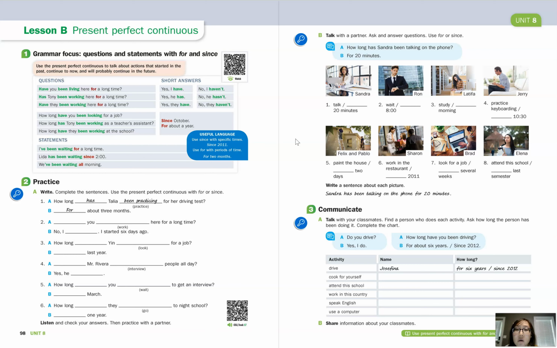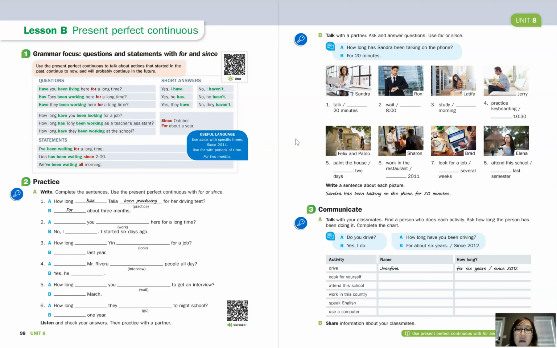Okay, so let's look at number 2. We can ask, how long has Ron been waiting for the bus or for a taxi? Of course, you can just say, how long has Ron been waiting? But if you want to add more information, just like number 1, how long has Sandra been talking on the phone? So you can see that the conversation added on the phone. So you can do that for the other ones as well. But here I'm just going to say, how long has Ron been waiting for the bus?